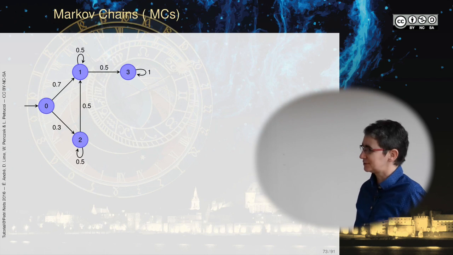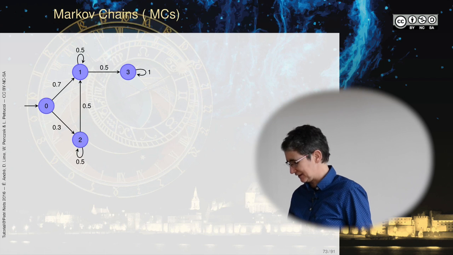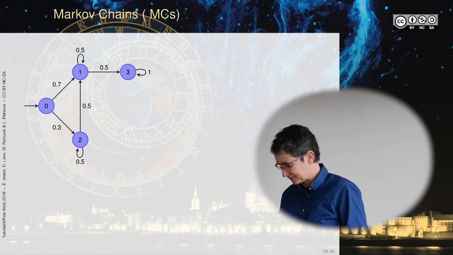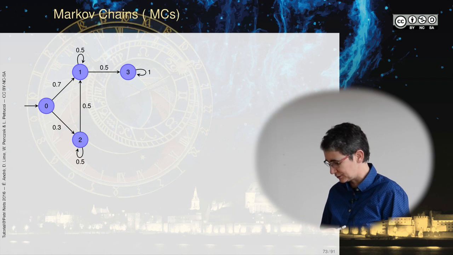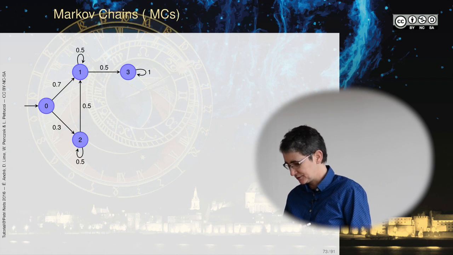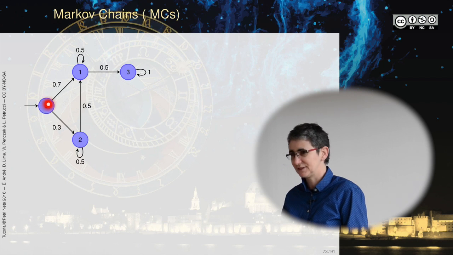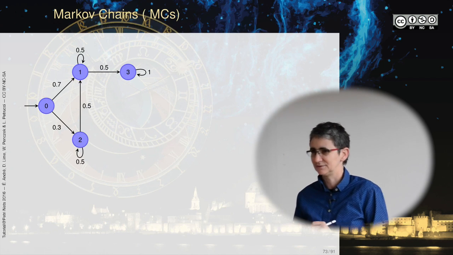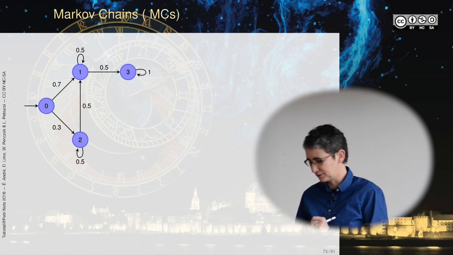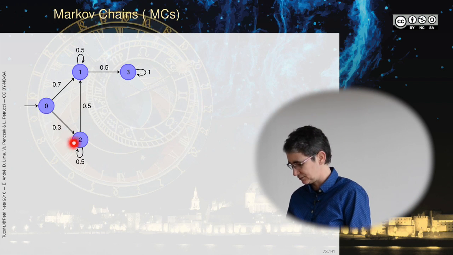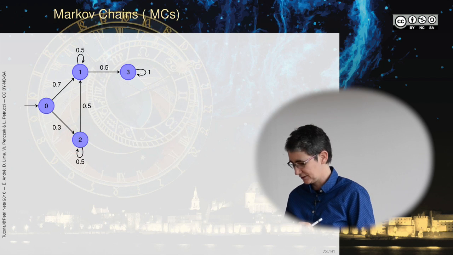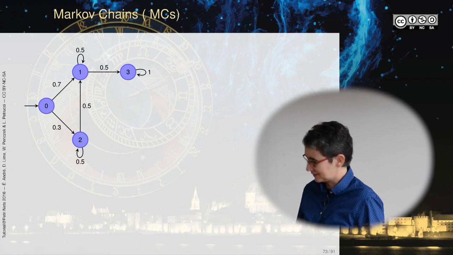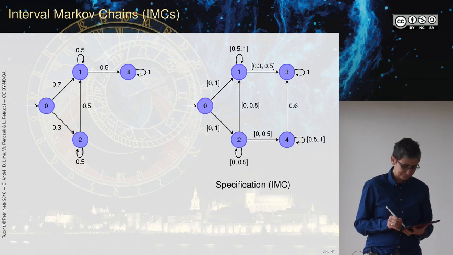So first of all, what is a Markov chain? A Markov chain is something like this example, where you have states and probabilities to go from one state to another one. So for example here, to go from state 0 to state 1, you have a probability 0.7, 70%, and 30% to go from 0 to 2. So that is basically what is behind a Markov chain.